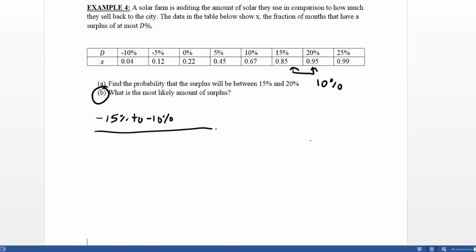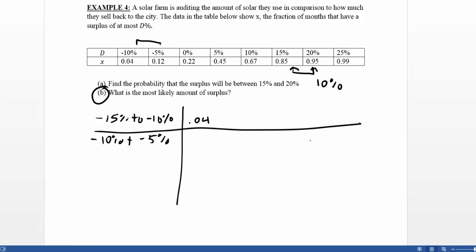So in this interval, we know that we've accumulated 0.04, which tells me that in 4% of the months that were measured, I had a surplus of negative 10%. So I didn't actually have any extra, and I was a little bit in deficit. Now, the next interval will be negative 10% to negative 5%.